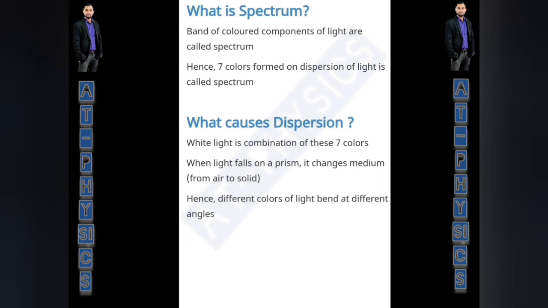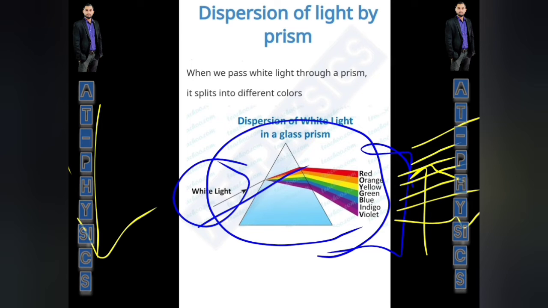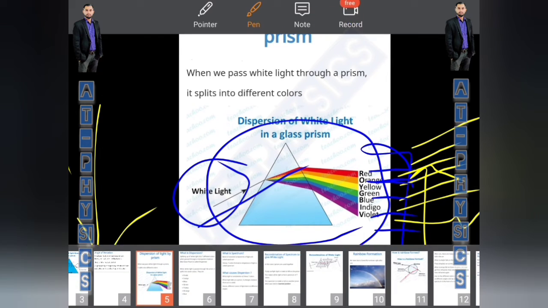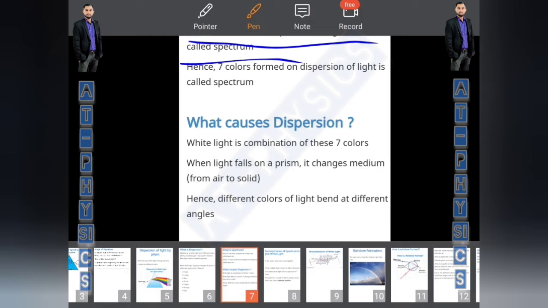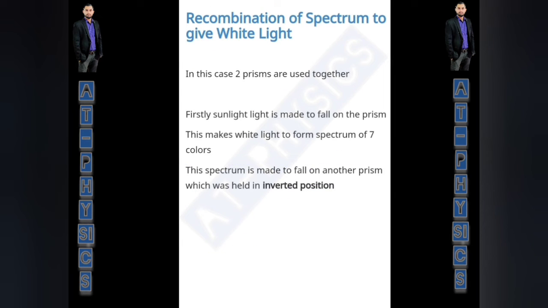What is a spectrum? A very important definition. A band of colored components of light is called a spectrum. Look here, these are the bands, the small widths of the colors, called the spectrum. So what causes dispersion? White light is a combination of the seven colors, and when it goes through a prism its medium changes from air to solid, hence different colors bend at different angles. That causes the dispersion of light.